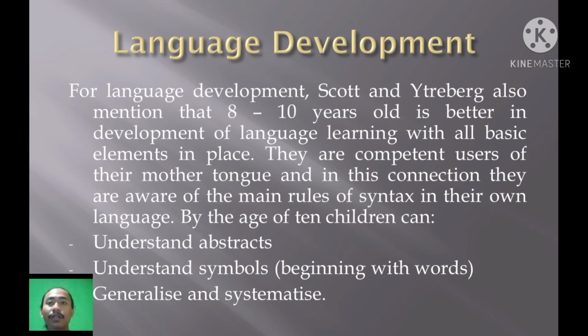During their language development, Scott and Eutebert also mentioned that children aged 8 to 10 are better at language learning, with all the basic elements in place. They were also competent users of their mother tongue, and in this connection, they are aware of the main rules of syntax in their own languages. So, by the age of 10, children can understand some abstract ideas, they can also understand symbols, and they can generalize and systemize words correctly.